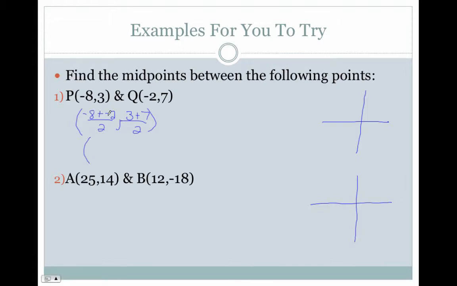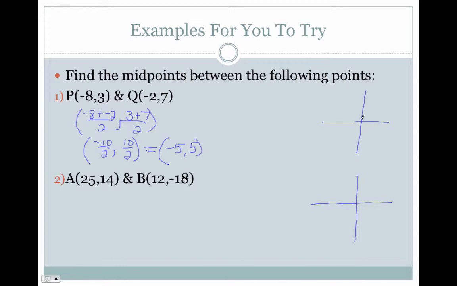So -8 plus -6 is -10. Divide by 2. 3 plus 7 is 10. Divide by 2. Oops, I got to go to the right here. That'll give me -10 divided by 2 is -5. And 10 divided by 2 is 5.